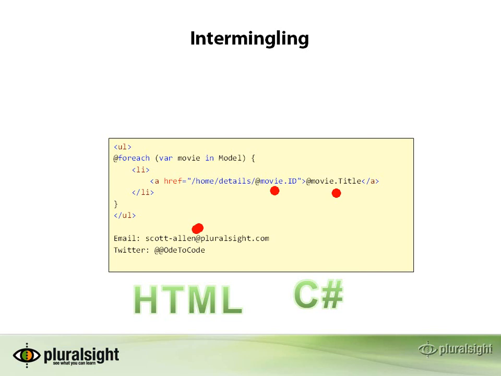There are cases, though, where you can fool the Razor parser. For instance, if you wanted to put out a Twitter handle and just said @odecode, in that case, Razor would think that you're trying to access something, a variable called odecode, and that'll throw a compilation error. But you can escape the @ sign with a double @. So @@odecode will output the text @odecode.